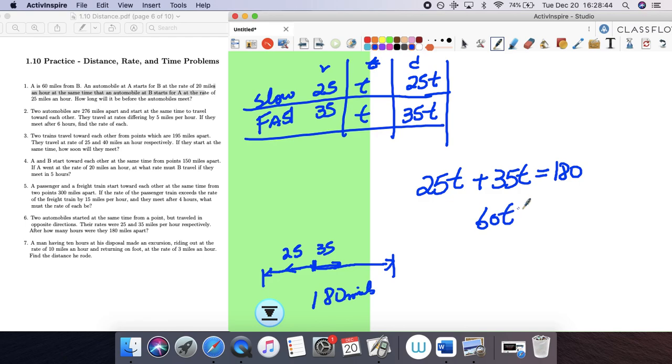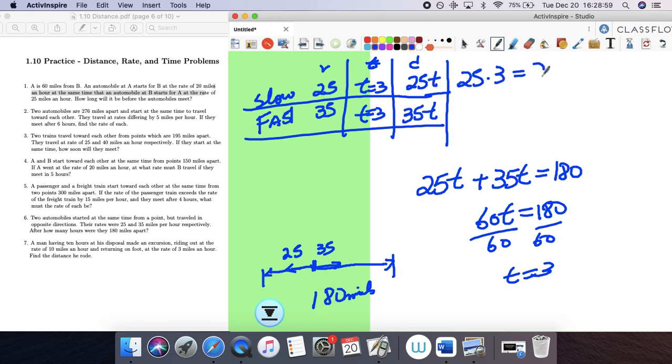That's 60T equals 180. Divide both sides by 60. T equals 3. So both cars traveled for 3 hours. So let's see if this makes sense. If you're driving at 25 miles an hour and you drive for 3 hours, you're going to travel 75 miles. If you travel 35 miles an hour and you drive for 3 hours, you're going to drive 105 miles.